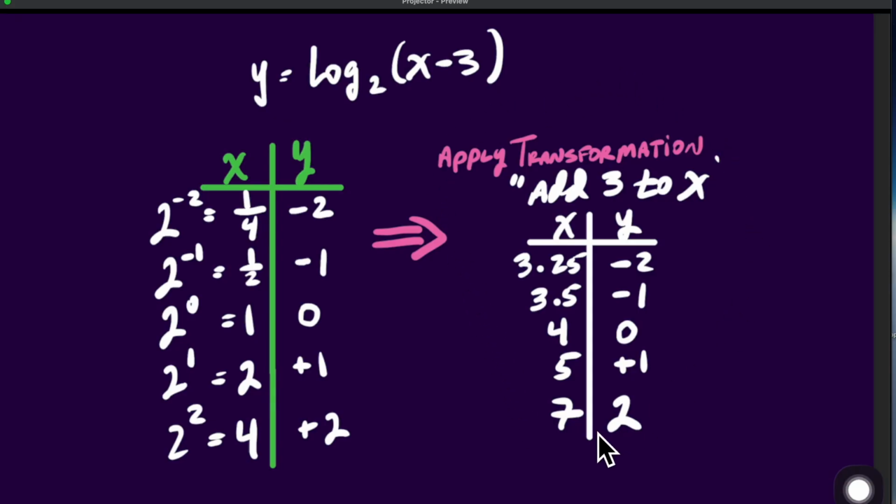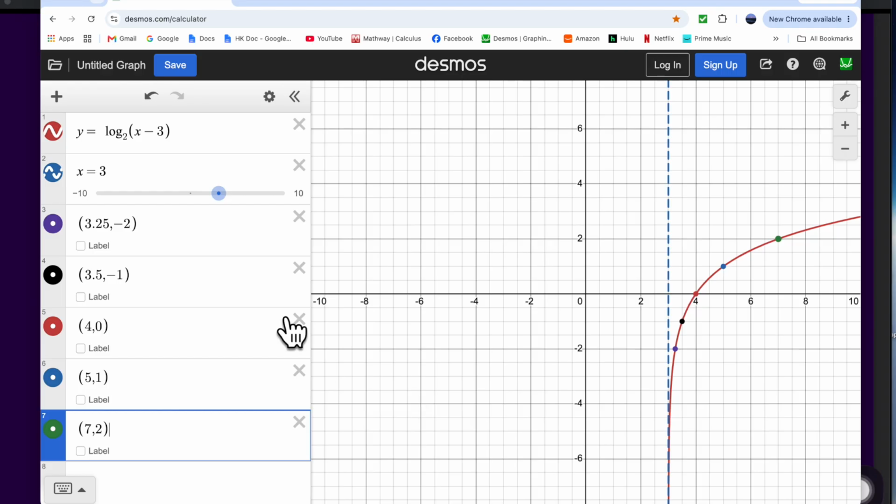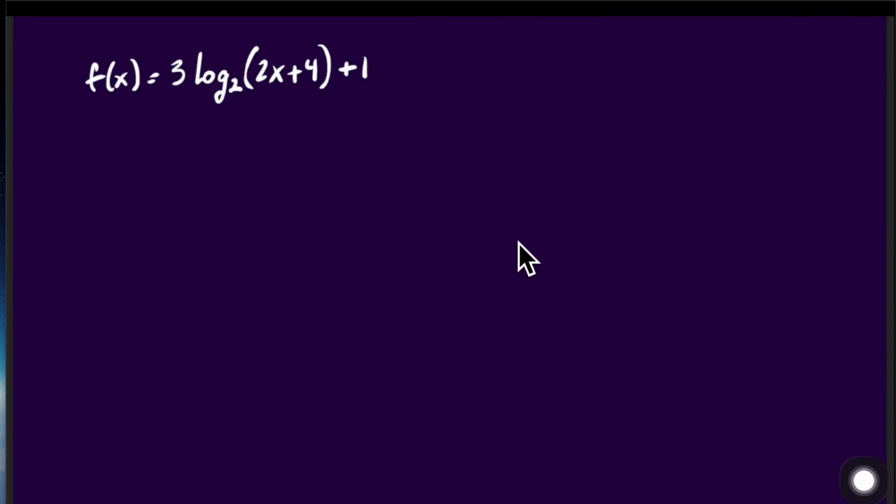Next, we are going to plot our points. And when we plot our points on Desmos, we will see that it creates a graph very similar to the red graph created by Desmos. Next, we are asked to graph this logarithmic function, and we're going to use the technique that I described most recently.